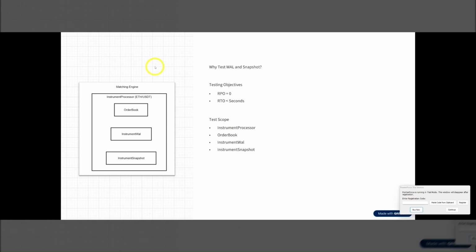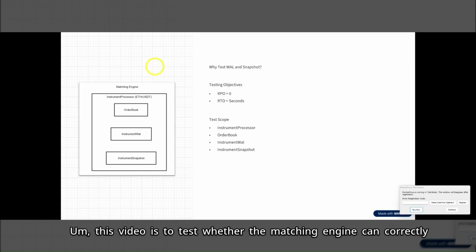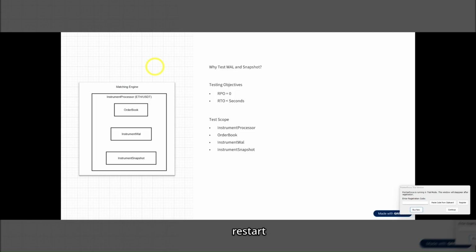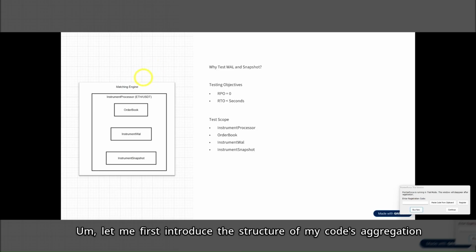Hi everyone. This video is to test whether the matching engine can correctly recover its order data from the snapshot and WAL after a crash and restart. Let me first introduce the structure of my code's aggregation engine.